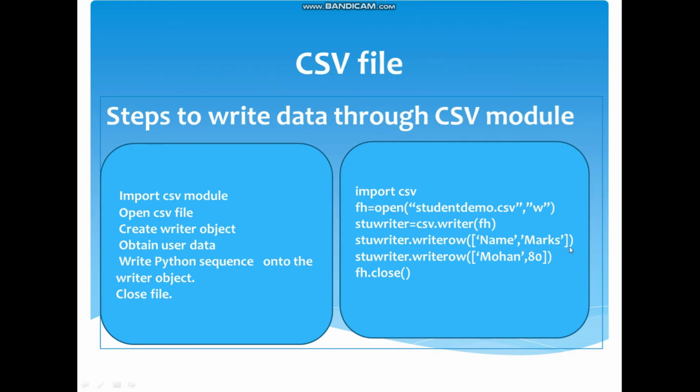See, the square brackets mean we are writing it in list format. Okay, then stu_writer.writerow Mohan and 80. This is also what we are writing. So this is a very simple single program that we will be doing later on.